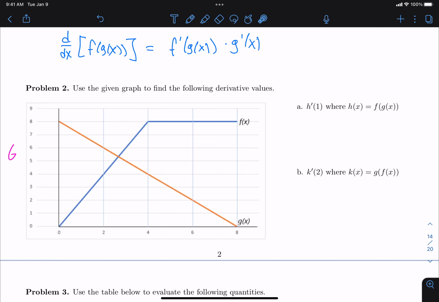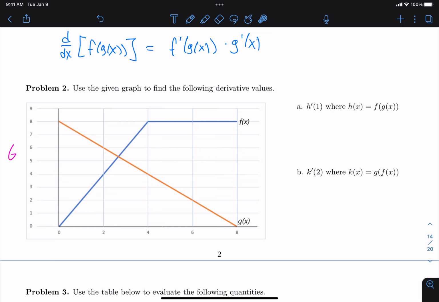It's just the height of the function when the X value is 1. Go to the G, that's the orange one. When X is 1, it looks like it's about 7 units tall. So G of 1 is 7.